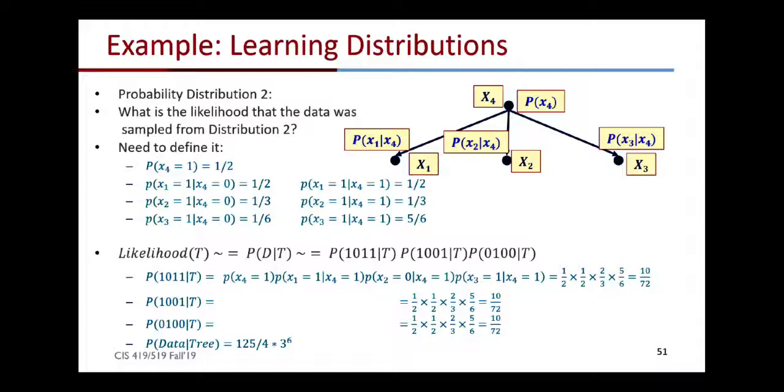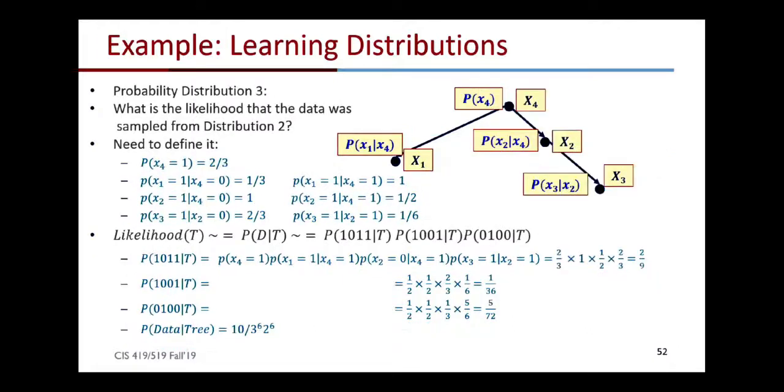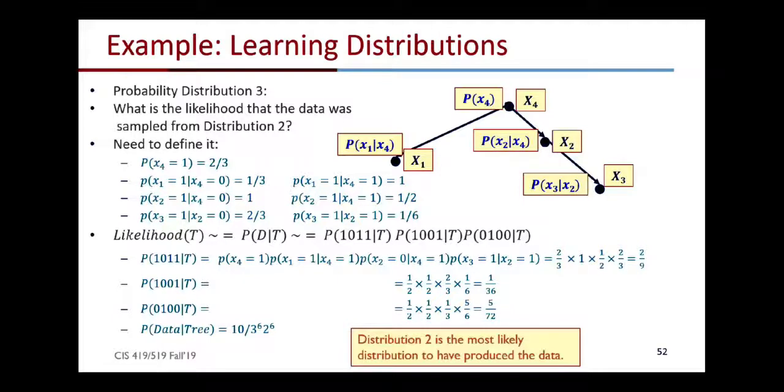And now I compute the probability of this data set. Three data points. Hopefully the math here is right, you can check. By multiplying these, I got the probability of the data given the tree. I did the same thing for P3, and the outcome is that probability distribution 2 is the most likely one to have produced this data set. Everyone agrees with this procedure? So basically, I solved the learning problem, or one version of the learning problem.